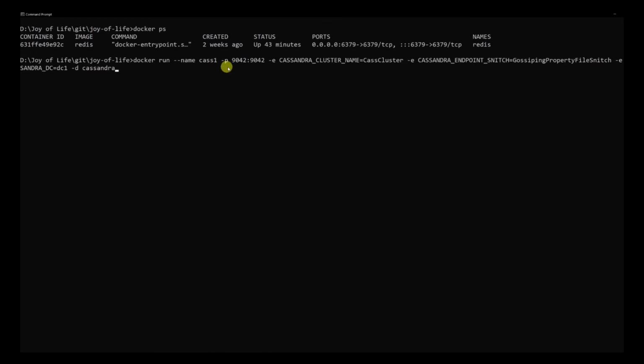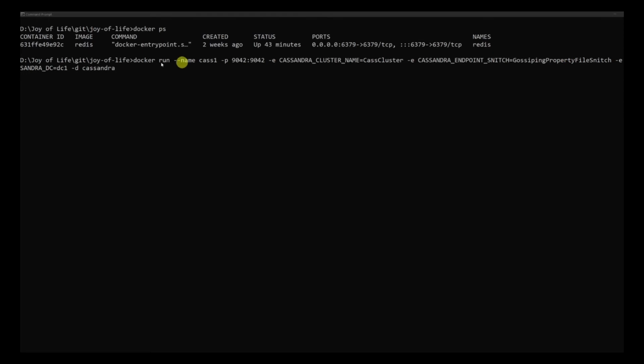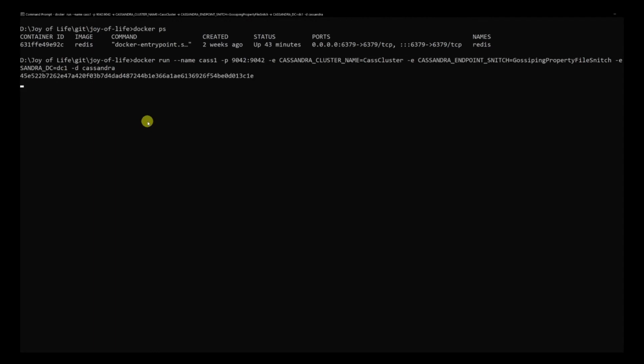We are exposing port 9042. We are giving the cluster name as CAS cluster, and we are using this gossip protocol over here in order to communicate. This node will be placed in DC1, that is our data center 1. So let's go ahead and create this node over here. Well, so it has been created. Let's go ahead and check it once.